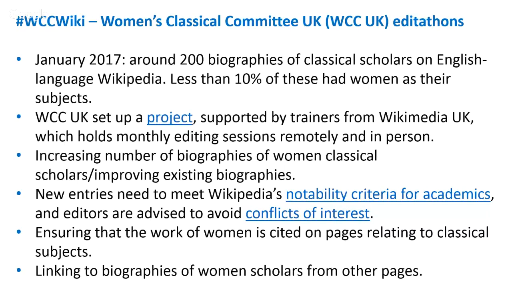The WCC project also works to ensure that the work of women scholars is cited on relevant subject pages on Wikipedia, as well as helping to make these women more visible by cross-linking to their biographies on other pages. There's one particularly notable example that we noticed at the very start of the project. The scholar Miriam Griffin was only mentioned on Wikipedia on her husband Jasper Griffin's extensive Wikipedia page, despite her own significant contribution to scholarship. And she's now got a page which is devoted to her as a scholar in her own right, and we'll take a look at that shortly.